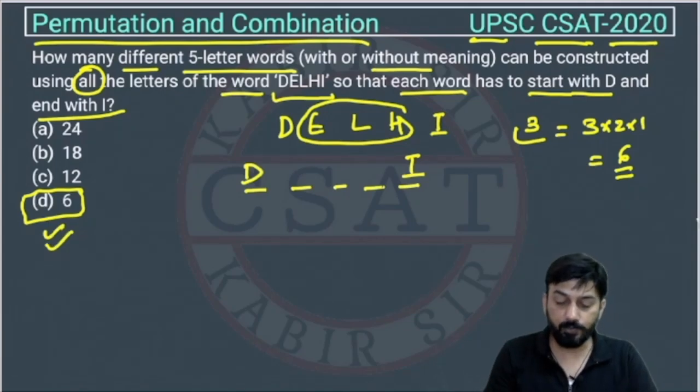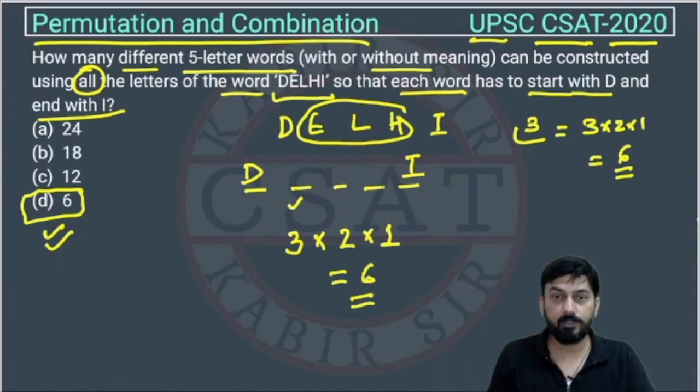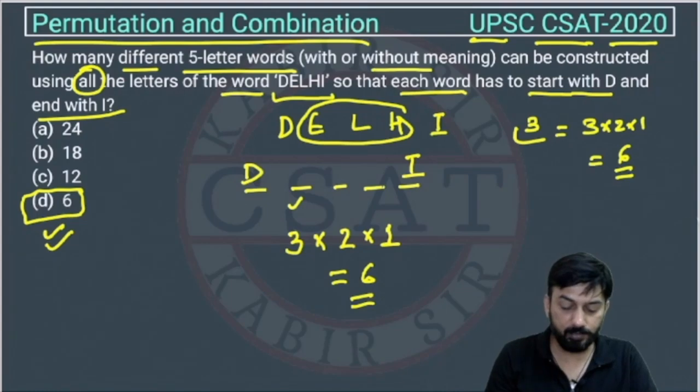right? Or you can do it one more way. Like out of these 3 letters, any of the 3 letters can come here, right? So this will be 3. Now how many letters are remaining after using one letter? 2 letters. So out of these 2 letters, any letter can come here. Now we are having only one letter. So that one letter will come here. So this will also be 6. So anyway you solve it, the answer will be the same. Okay, so the answer is option D.